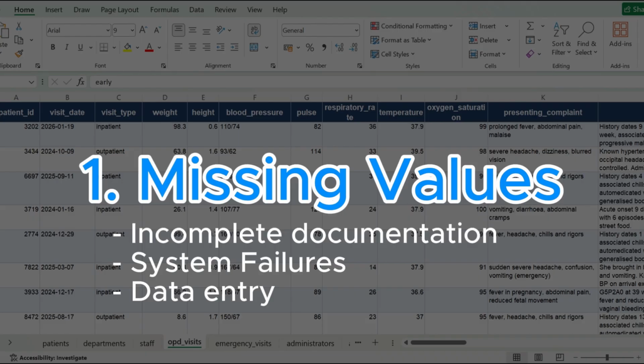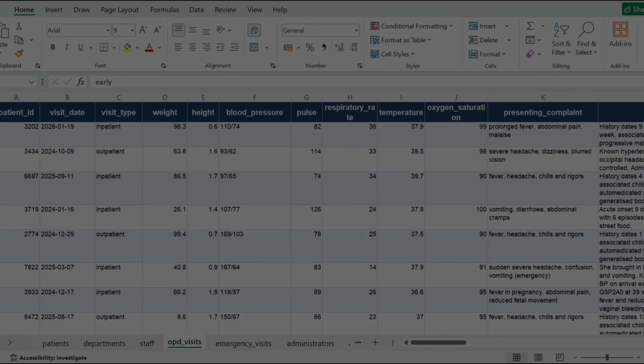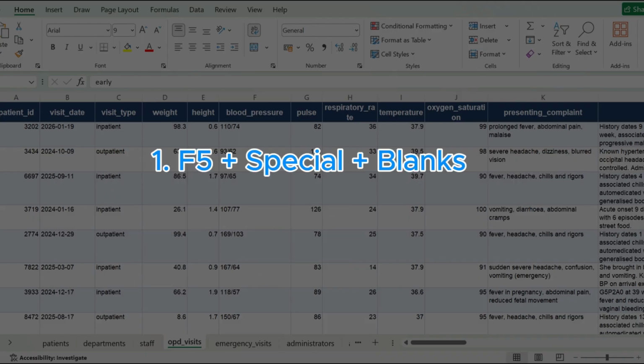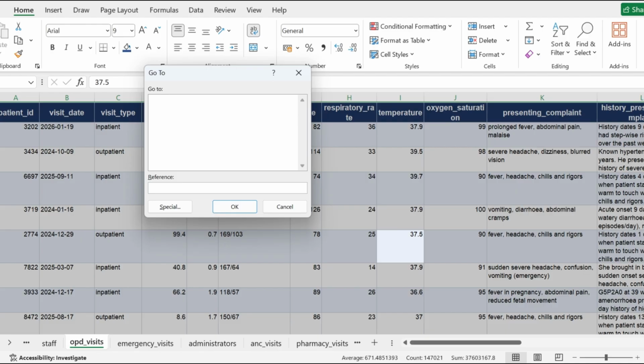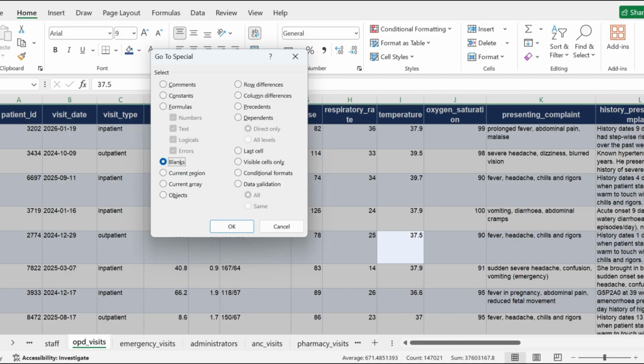There are several ways to identify missing values in Excel. The first method is the F5 technique. I'll select the data, press F5 on the keyboard, choose Special, and then select Blanks. Excel immediately highlights all empty cells within the selected range, allowing us to quickly identify missing information.